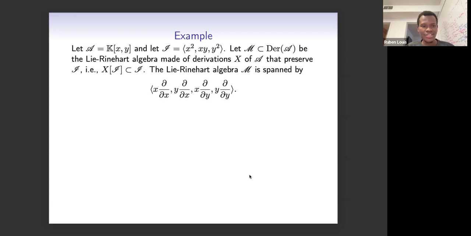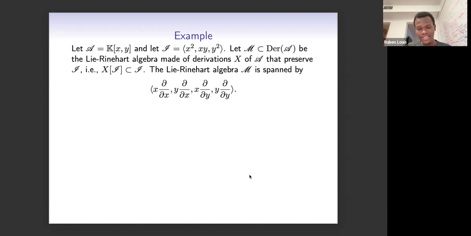I think this one is nice too. So you take A to be the polynomial algebra with two variables, x and y, and then take I to be the ideal given by x squared, xy, and y squared. And then you want to look at this Lie 1-algebroid of derivations X that preserve this ideal. If we compute this, this Lie algebroid is spanned by these vector fields: x dx, y dx, y dy, and x dy. So we got these four vector fields.